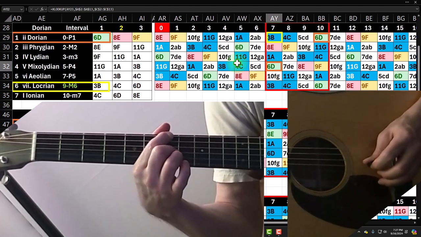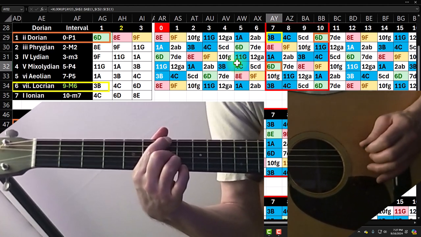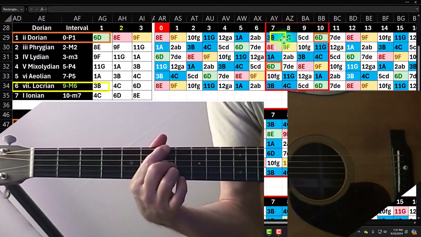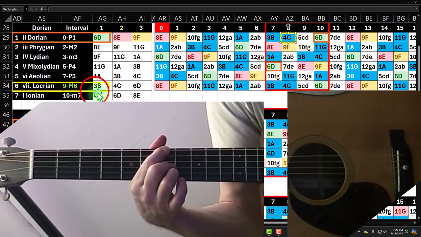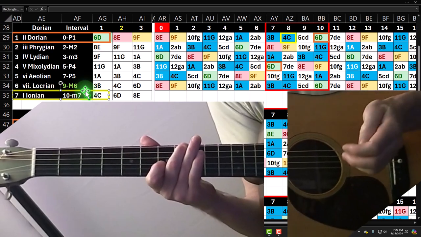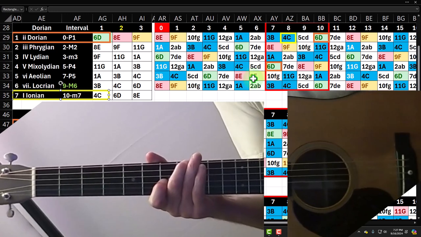But if I go from the D to the B, that of course would be the inverse, which would be a nine note away major six. And then if I go from the sixth to the seventh this way, we'll go from here to here, we're gonna say, okay, so that shape, for the Dorian, it's gonna be a 10 note away minor seven.